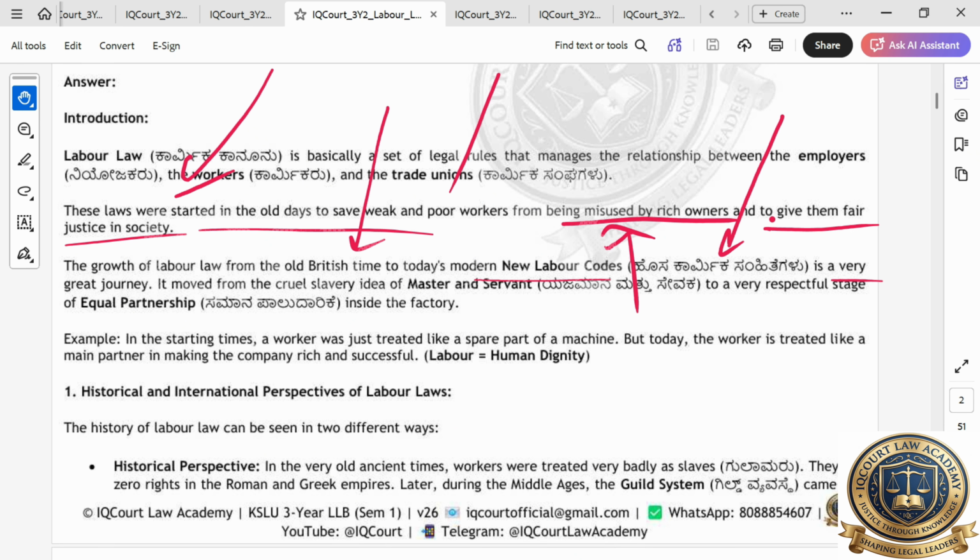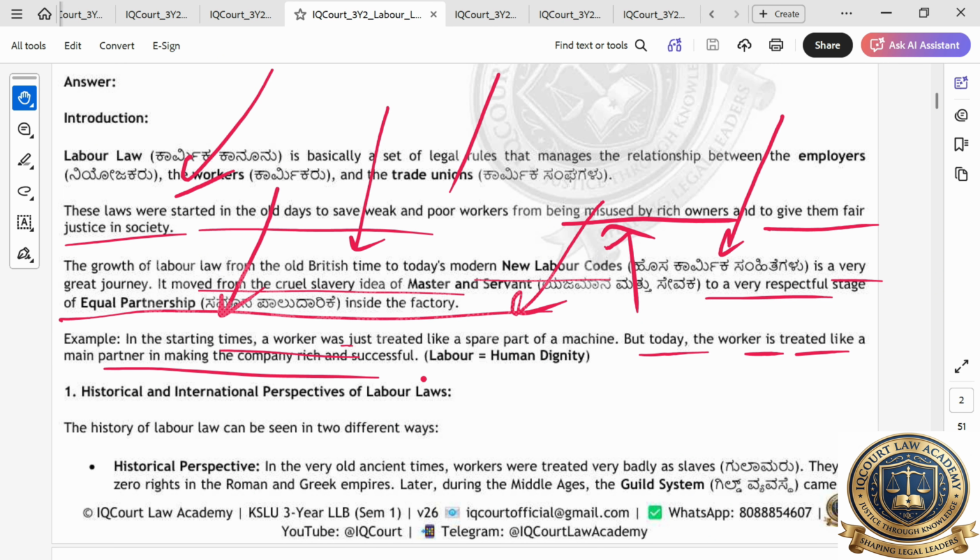See, we have also given some of the important words in Kannada. It is a very great journey. It moved from the cruel slavery idea of master and slave to a very respectful stage of equal partnership. Equal partnership means they have to pay the equal bonus as well. Bonus means earlier they were paying just as they paid slaves. Now workers get the bonus as their right. For example, in the starting time, workers were treated like spare parts of a machine, but today's workers are treated like main partners in making a company rich and successful.